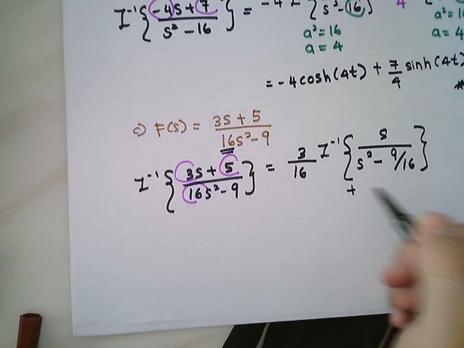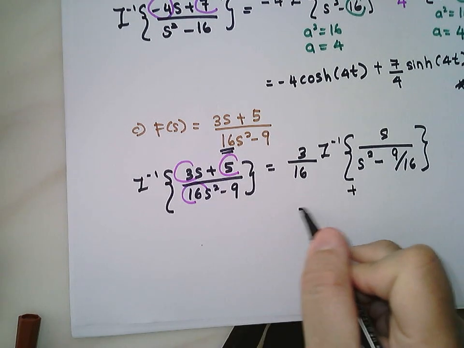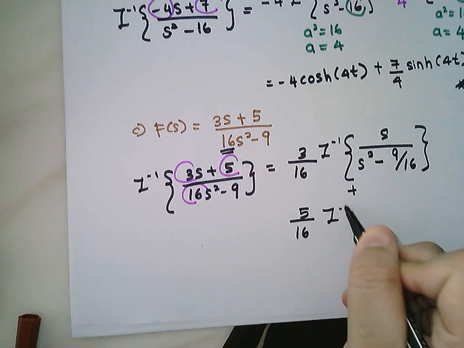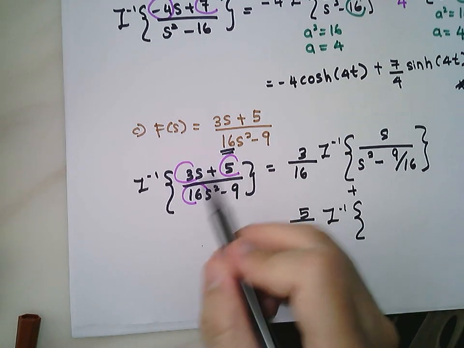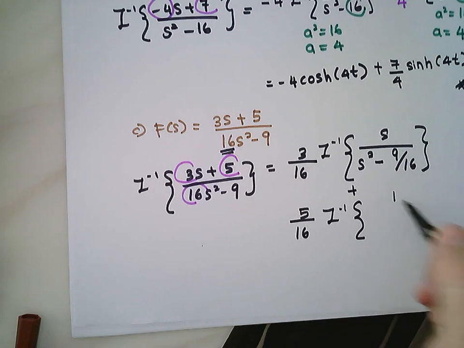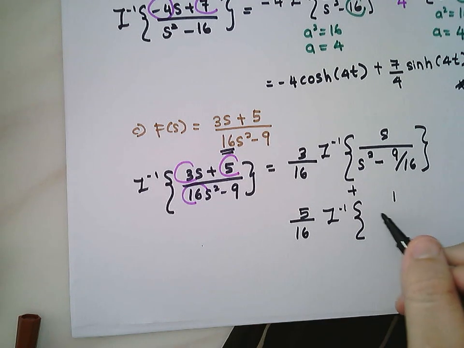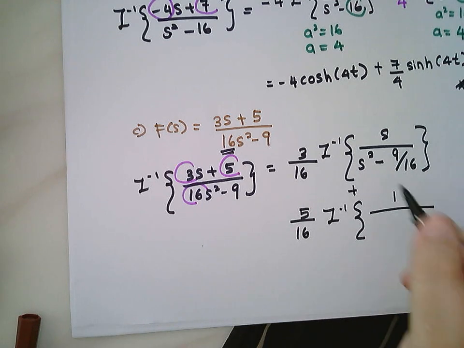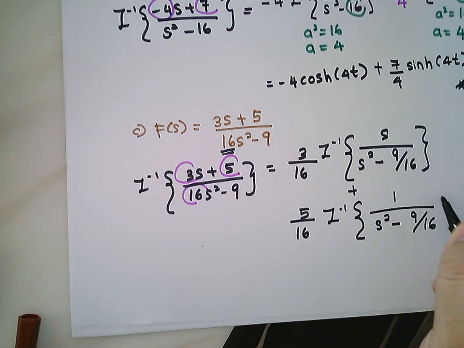Plus, so what is the second function? 5 over 16, inverse of, so when you factorize 5, you will end up with 1 here, you remain 1 here, over, this one is the same as the previous one. You will have s squared minus 9 over 16. Okay, so what is the next step that you should do? Define what is your a. Okay, you know that this one will be cos hyperbolic, this is sin hyperbolic function, but you need to know what is your a.